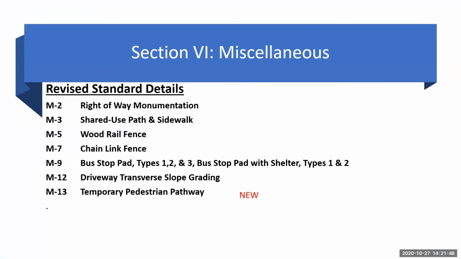So moving on to section 6, the miscellaneous details. The number of revised standard details on here: we've got 7 of them, 6 that are revised and 1 that's new, which is the temporary pedestrian pathway.